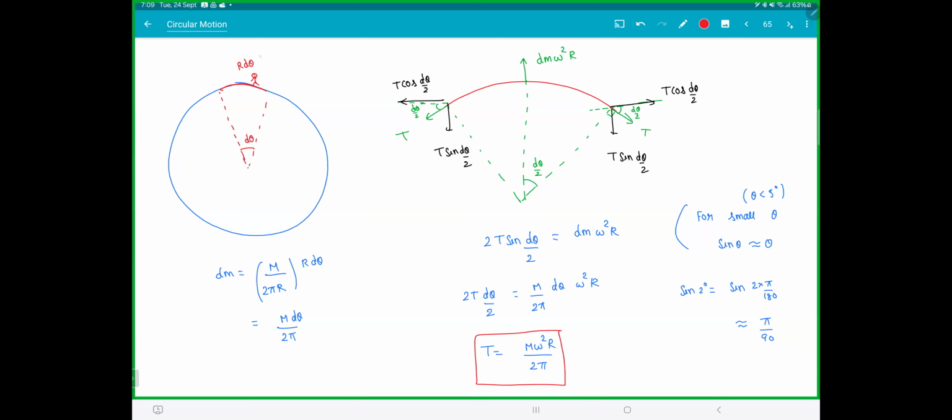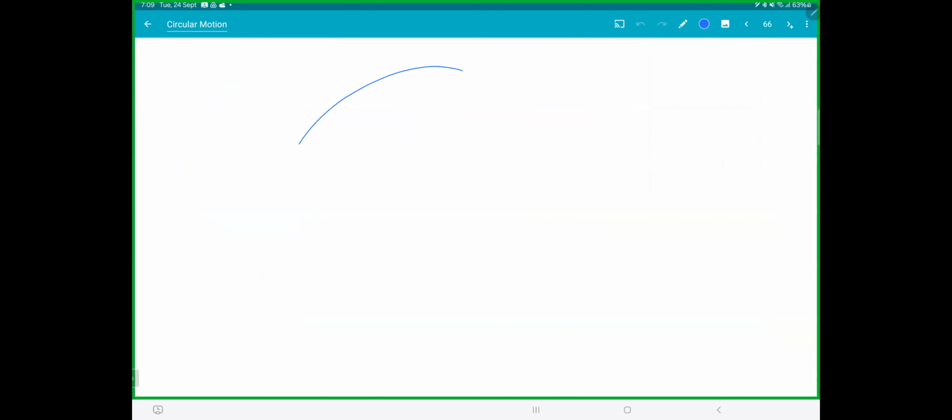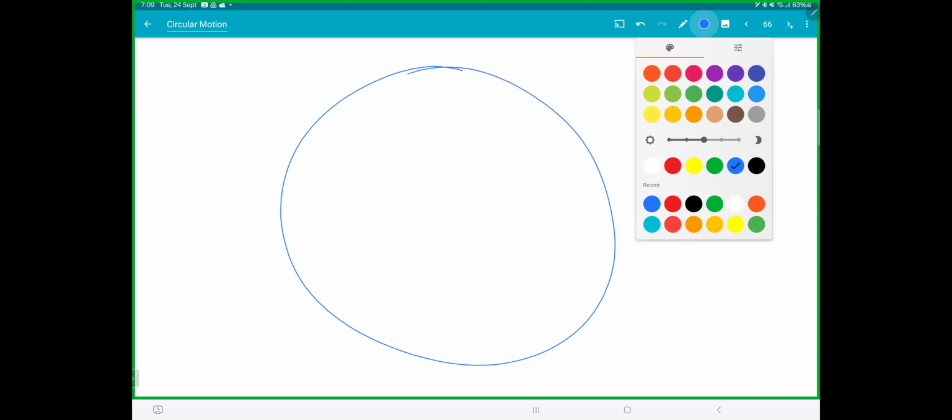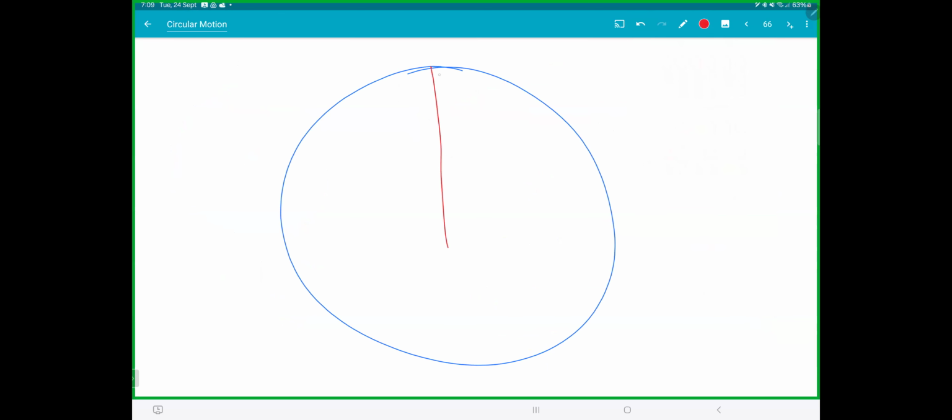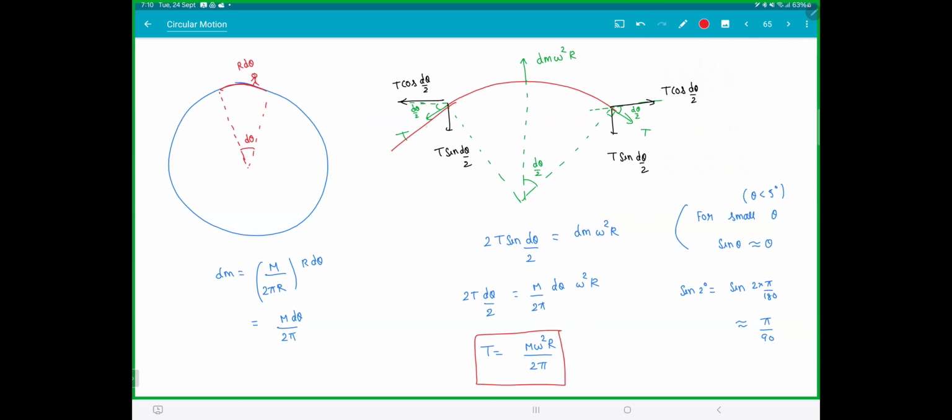What was the process? I took a very small piece, meaning I'm exaggerating the figure. In reality, r d theta would look like this. You're getting it? That is the r d theta we're talking about. It's very small, almost negligible. So the vertical components of the two tensions are balancing the centrifugal force, and the horizontal components cancel out. Do check out the process.